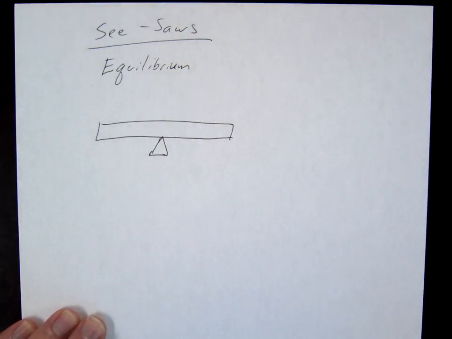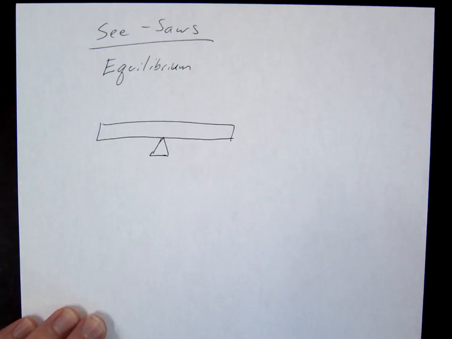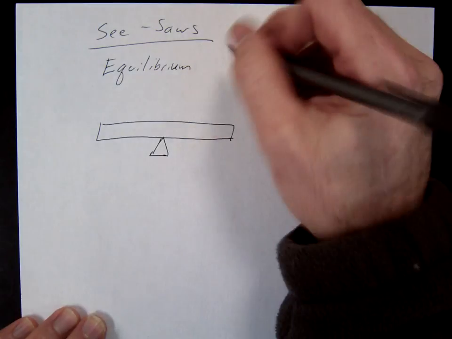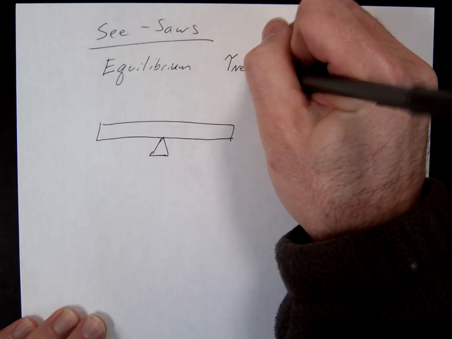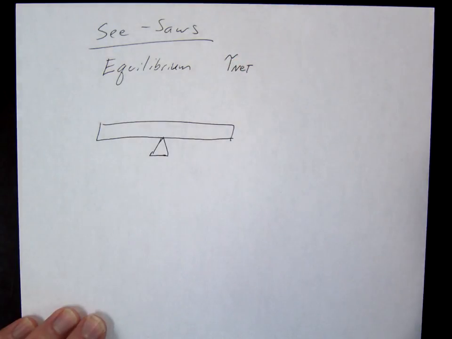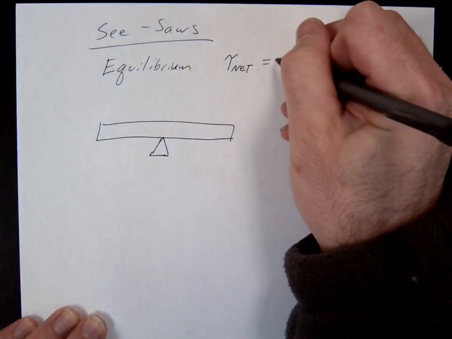Well, if something's in equilibrium, what's going to be equal, you think, in this case? The torques are going to be equal, right? Not necessarily equal, but they're going to balance out. And one of the ways we could write this is that the net torque, what do you think is going to be true about the net torque in equilibrium? 0. Equals 0, right?